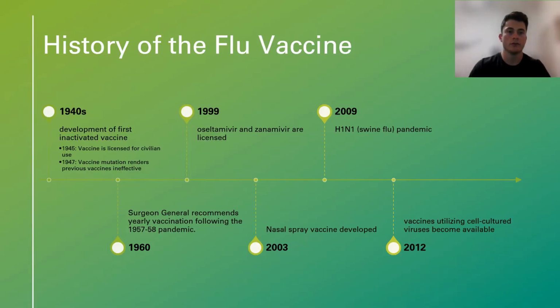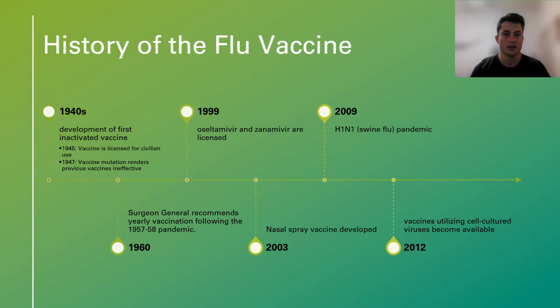The history of the flu vaccine spans back to the 1940s, with the development of the first inactivated flu vaccine. 2 decades prior, between 1918 and 1920, the Spanish flu was responsible for the deaths of anywhere from 20 million to 100 million people.